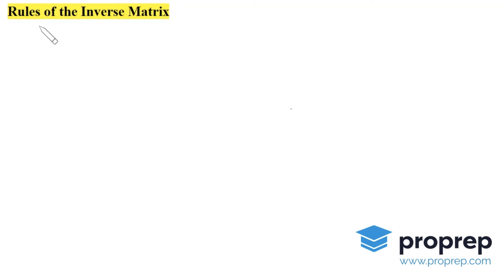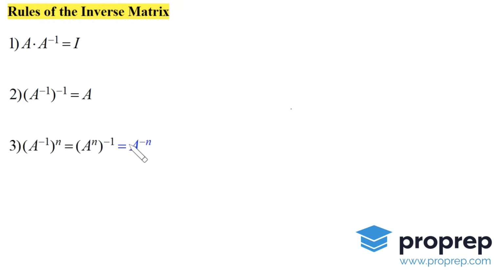Now we come to some rules or properties of the inverse matrix. This is really part of the definition, but we can make it a rule or property. A matrix times its inverse is the identity matrix. If we take the inverse matrix and then take the inverse of that, then we're back to the original matrix.